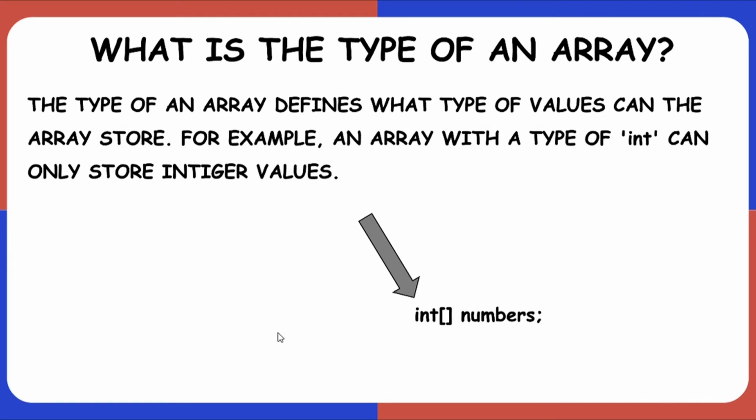So now let's take a look at what the type of an array is. The type of an array defines what type of value the array can store. So if it has a type of integer, the array can only store integer values.